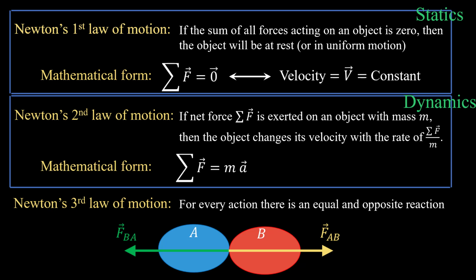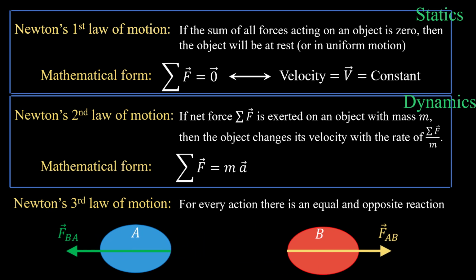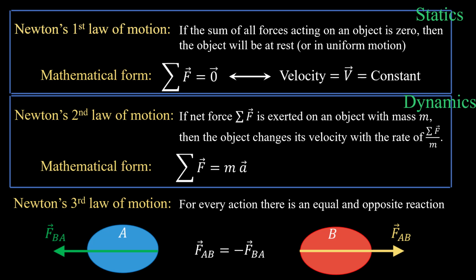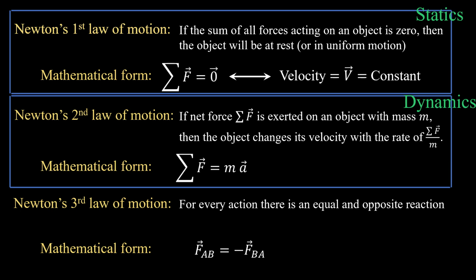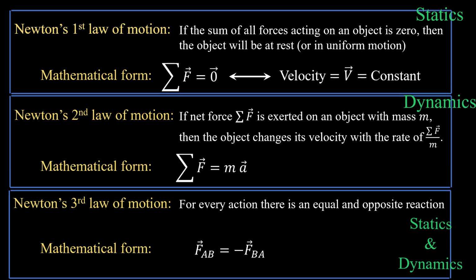In mathematical form, we show this by writing F sub AB is equal to minus F sub BA. This vector equation tells us the same thing. The magnitudes of the two forces are equal, but they are in the opposite direction of each other. We will use the third law in both statics and dynamics from time to time.